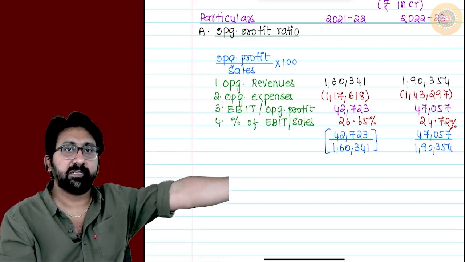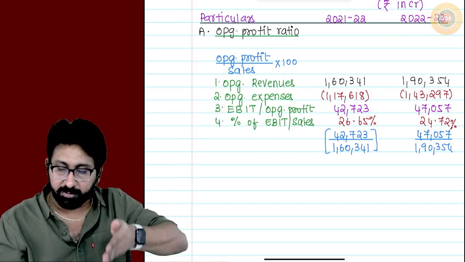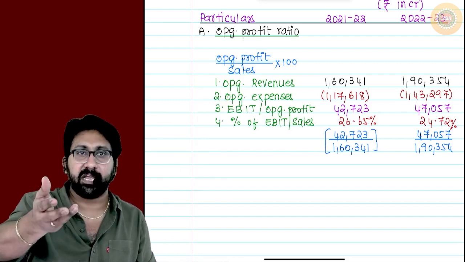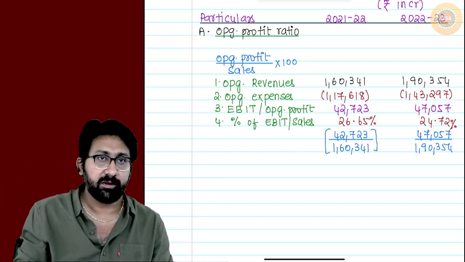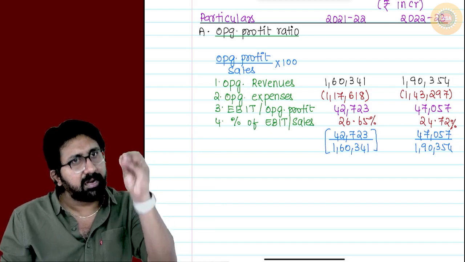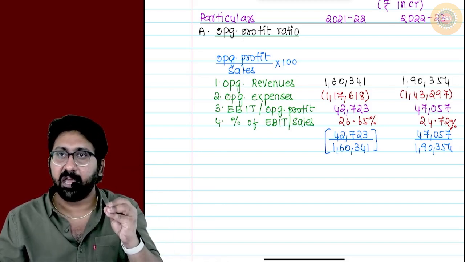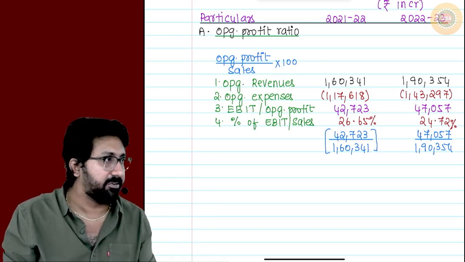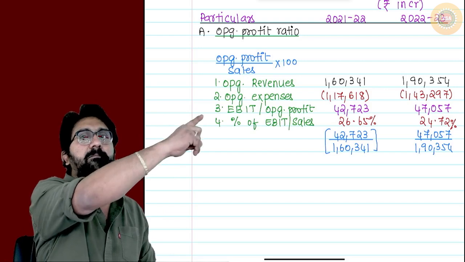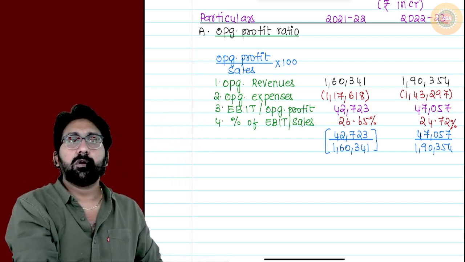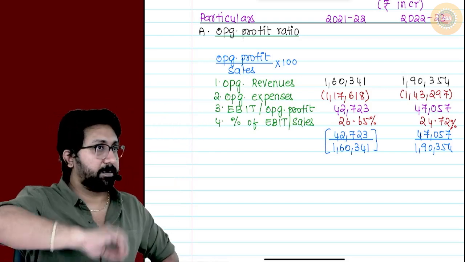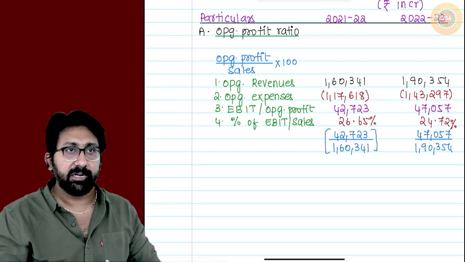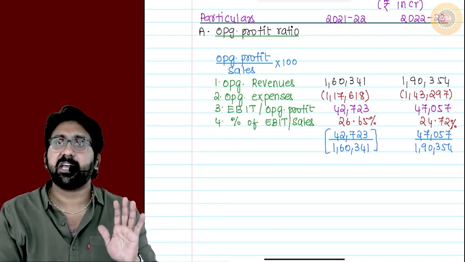Previously how much it is? 26.65. Now how much it is? 24.72. Means it is an indicator that we are spending more operating expenses for a lesser revenue generated. There is a small, negligible difference over a period of 1 year, but no problem, it is maintaining a very good operating profit ratio. So simply, what is operating profit percentage on sales? First year 26%. Next year 24%. There is a very negligible change, but change is there.